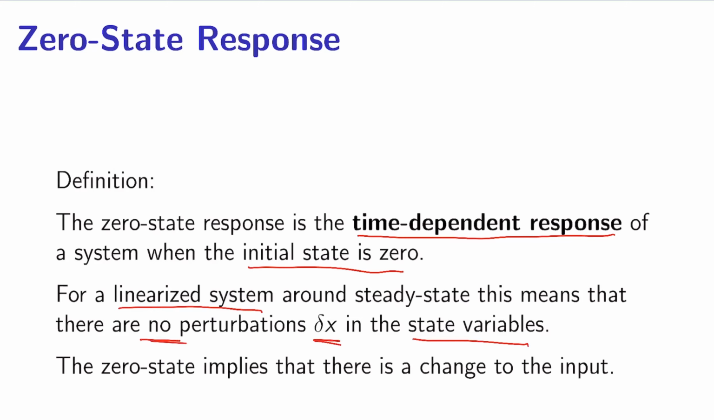and basically delta x is zero. Okay. Now, the fact that delta x is zero implies that the zero state suggests that there's actually a change in the input, and that is indeed the case. So the zero state response is all about looking at changes in the inputs.